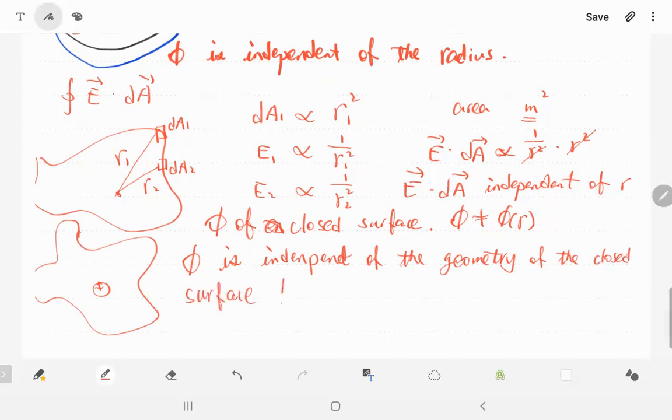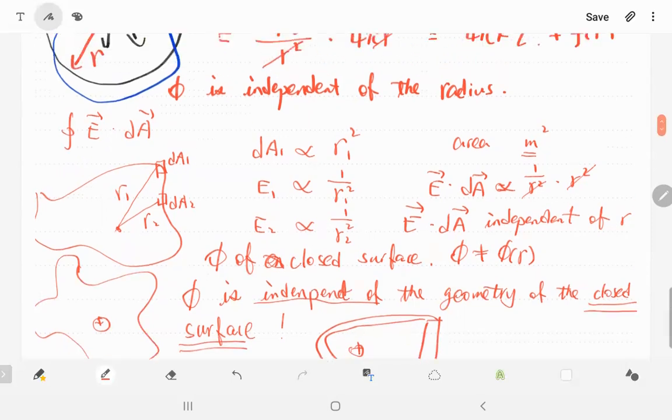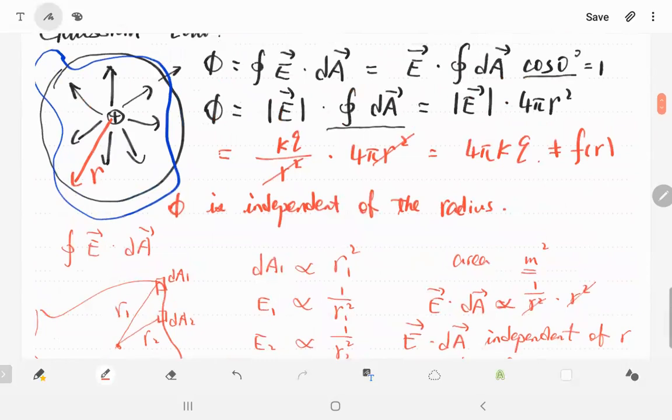This is very important. The first thing is that the surface should be closed. If it's an open surface, for example, if we have a charge and we calculate the flux of a plane, then this conclusion doesn't apply. Unless we close the surface, sketch another surface, and include the charge in the surface, then we will have a total flux independent of the geometry. Okay, and what's the value of the flux? The flux only depends on the charge included inside the surface.